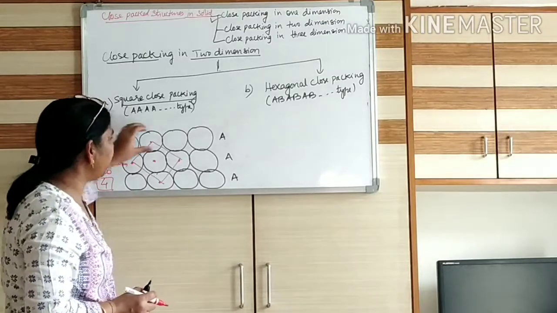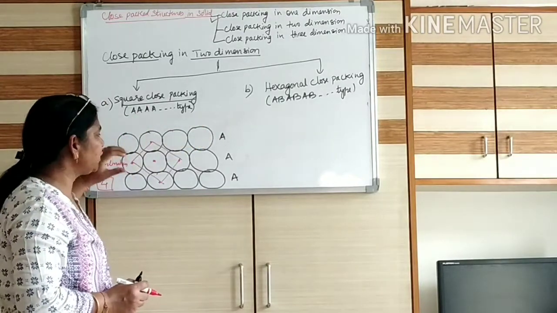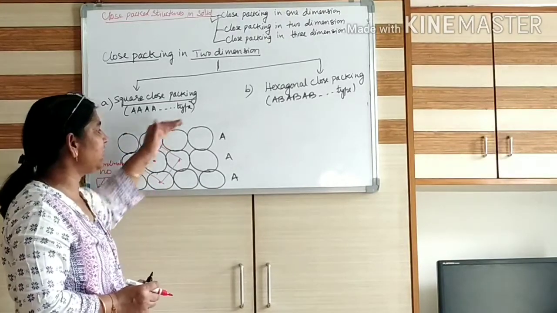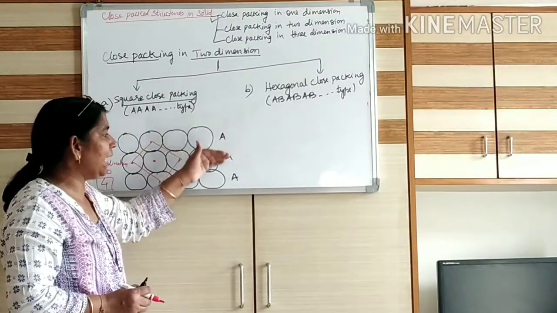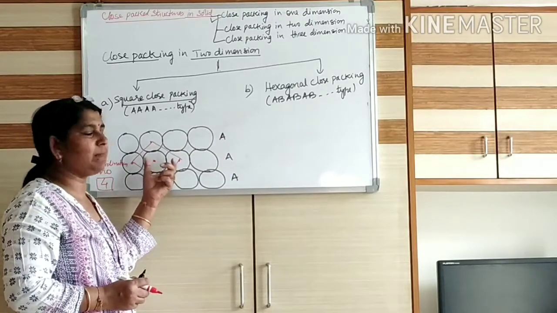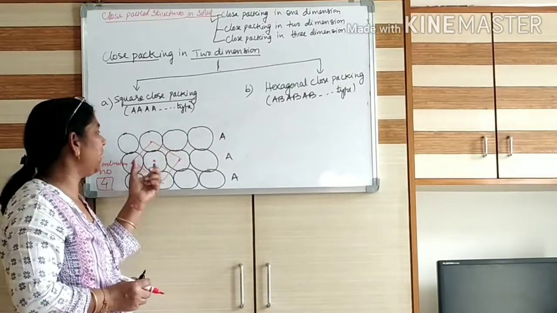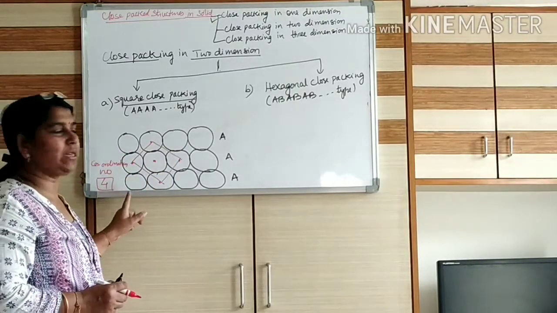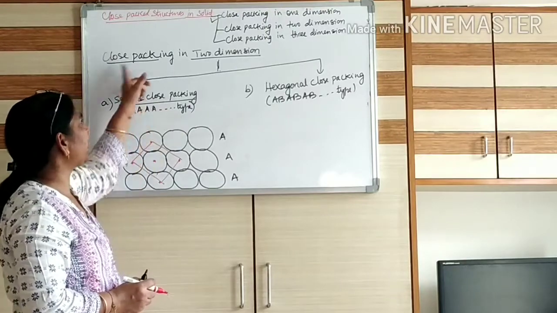When the spheres of the first row are arranged and the spheres of the second row are arranged similarly or exactly below the first one, then the arrangement we used to get AA type. And if we check any atom, the nearest neighbors of that particular atom in this arrangement, it is joined by 4 other nearest neighbors. So the coordination number is 4 in this square close packing 2D.